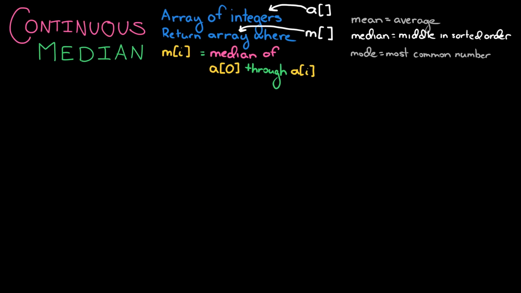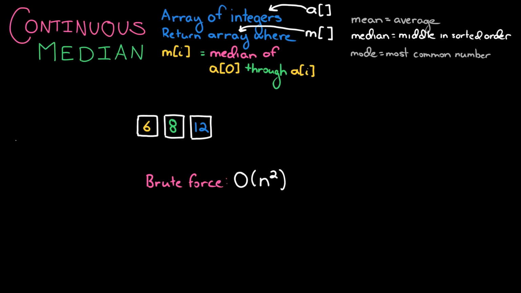Well, one way is, of course, to just keep a sorted array, and then as each number comes in, put the number in sorted order, shifting values over as necessary. That'll work, but it's pretty slow. It'll take n squared time. So what's a faster way of doing this?